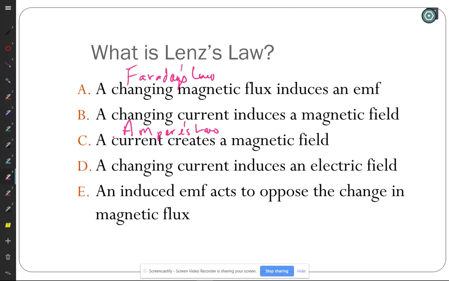A change in current induces an electric field. We will learn that is actually fundamental to what's going on with electromagnetic waves, but that was also not Lenz's law. So Lenz's law must be: an induced EMF acts to oppose the change in magnetic flux. If the magnetic flux is getting stronger, then the induced EMF, or the induced current, is going to try to weaken it, and vice versa.